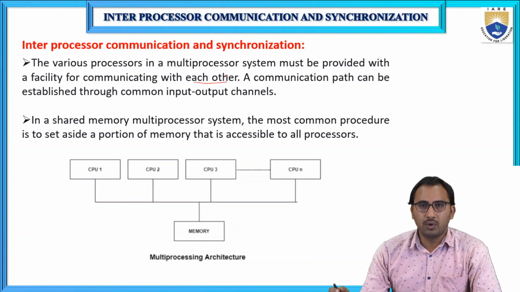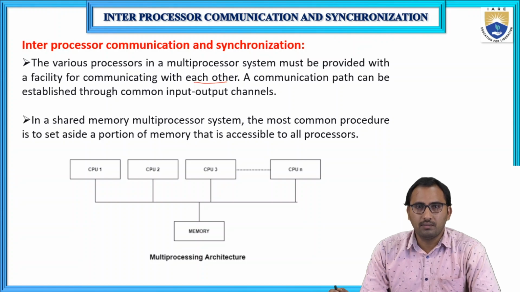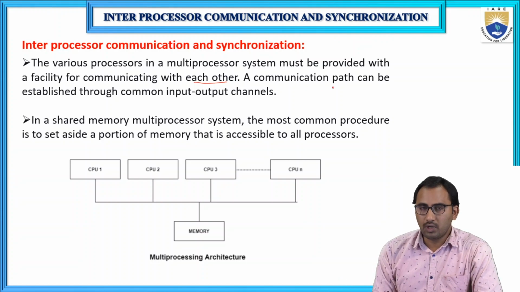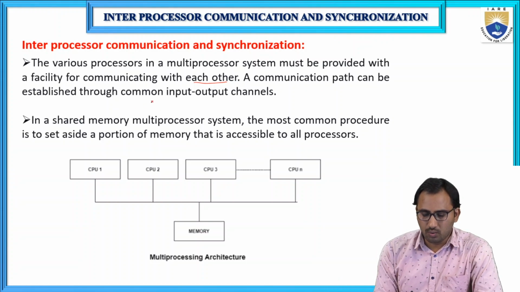If you consider a multiprocessor system, we have multiple CPUs, multiple processors or controllers. In a multiprocessor system, one processor can communicate with another processor. A communication path can be established through the common input-output channels. In a shared memory multiprocessor system, the most common procedure is to set aside a portion of memory that is accessible to all processors.